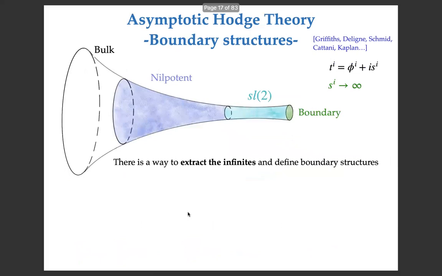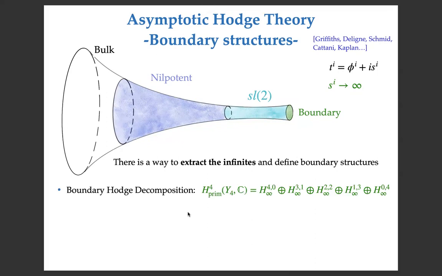So now it turns out that as one goes to this boundary, the Hodge decomposition that I told you before, that is very useful to control the Hodge star, actually degenerates, and the geometry can become singular. But there is a way to extract these infinities and define some boundary structures, some more refined structures, so that we can extract some useful information from there. And we can extract this behavior of the Hodge norm close to the boundary by using the information about these boundary structures. These boundary structures are two.